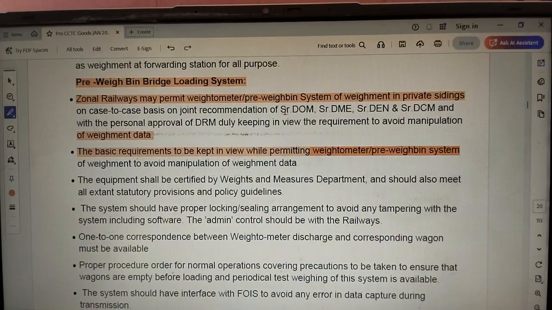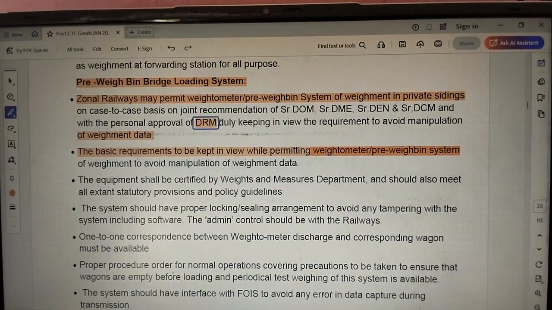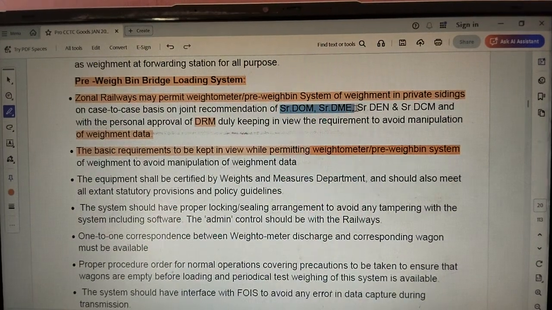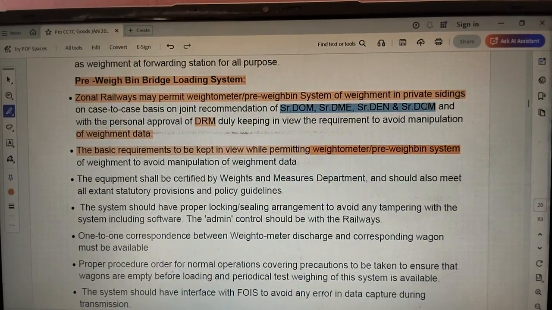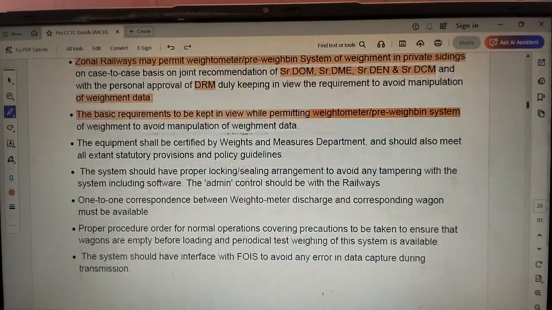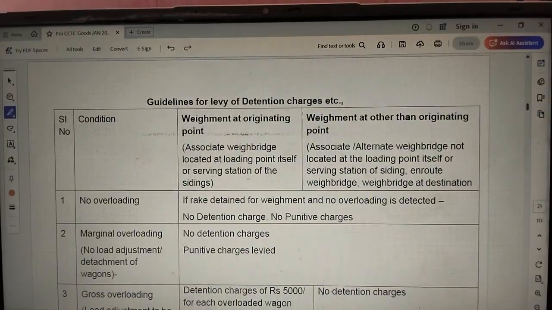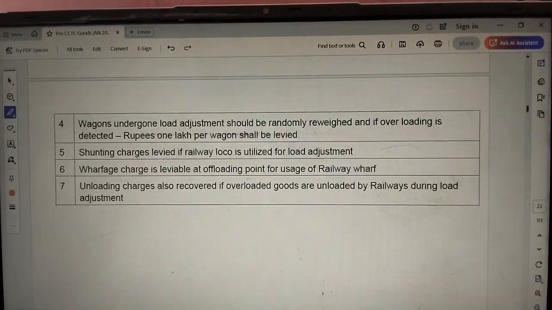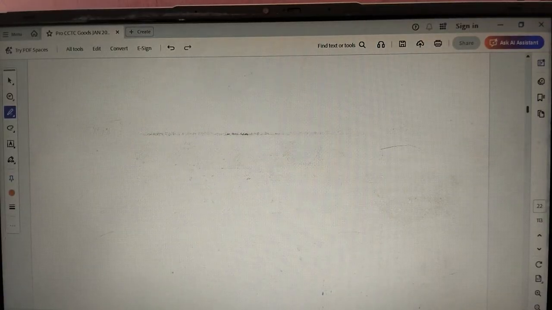This is the recommendation of DOM, DCM, with approval by DRM. This is the question they will ask. Who gives approval? DRM will approve. Who gives the recommendation? The senior DCM, DOM, senior DME, DEN. All these people will give it. So this is not important. This is also not more important. So we will go to the next slide.